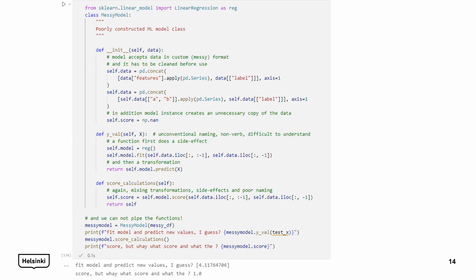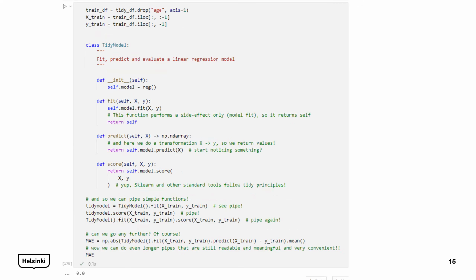Here we try to fix this and rewrite the same wrapper in a tidy way. Here we don't include the data inside the model. We only accept tidy data, we name the functions with verbs, and we don't break the transformation side effect rule. This way we can use these functions with the pipe operator. So we can make one-liners where we first create a model and then we feed it the data. So this is quite handy.